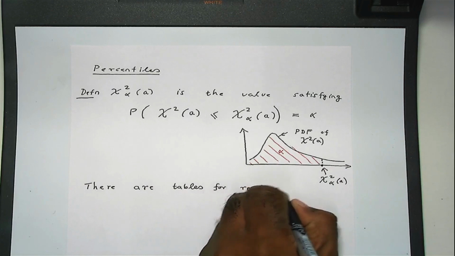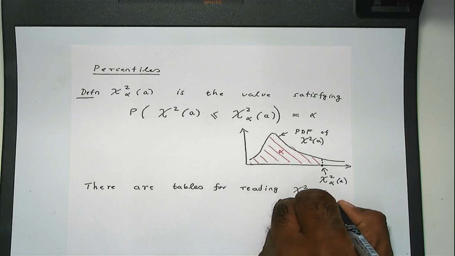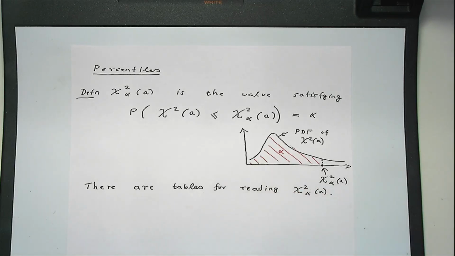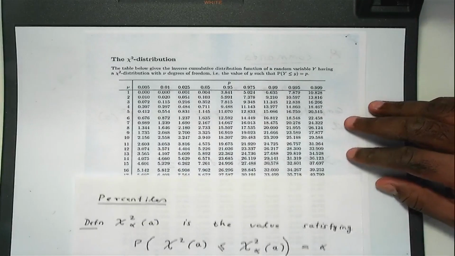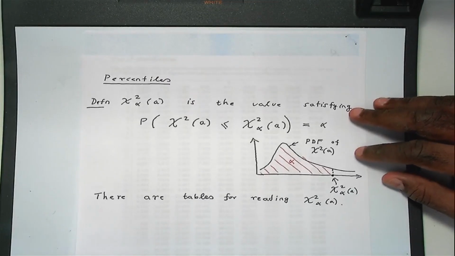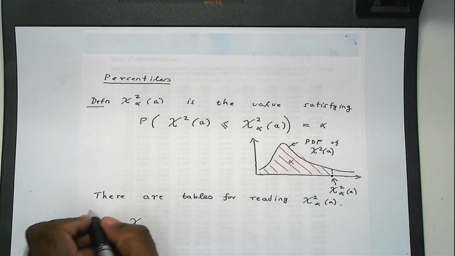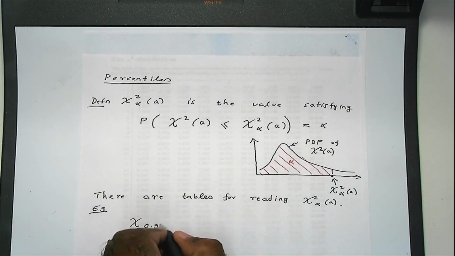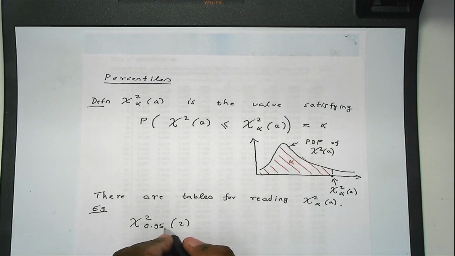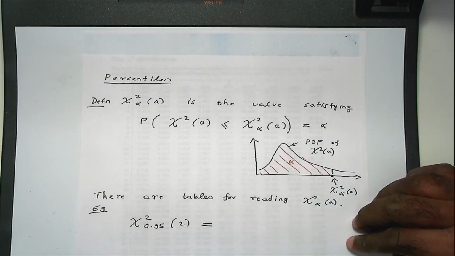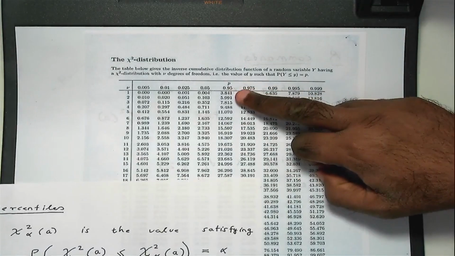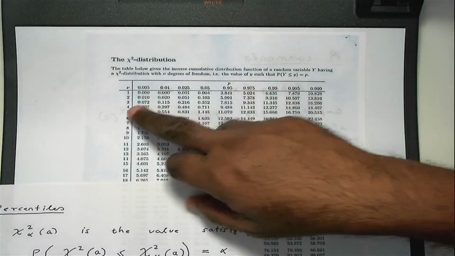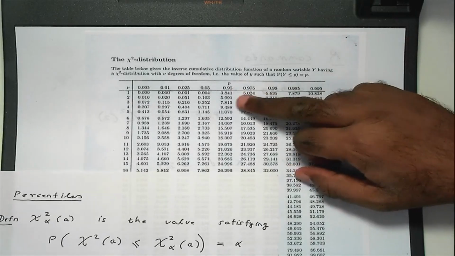There are tables for reading the value for this. Okay. So for the chi-square distribution, let me show you the table. This is the table for the chi-square distribution. And you can use this table to read values of the percentiles. So for example, suppose you want to find the percentile of a chi-square distribution with 2 degrees of freedom when alpha is 0.95, right? So to read this, you go to this table, and you look for P equal to alpha. You look for P equal to 0.95, and then the degree of freedom is 2. So it's 2 and 0.95. So that gives you this number here.